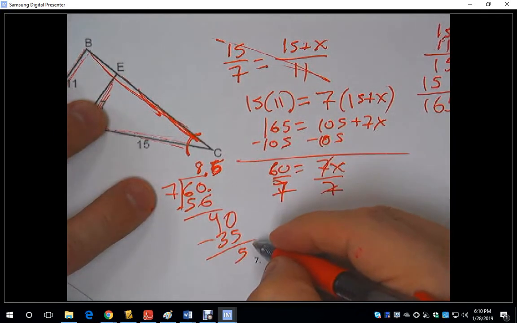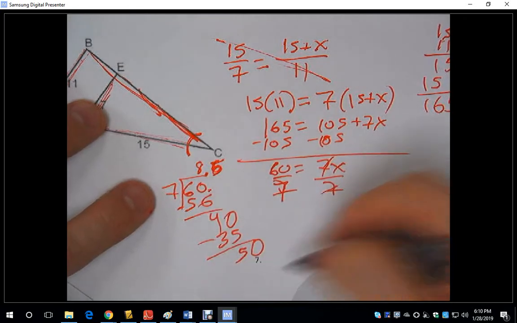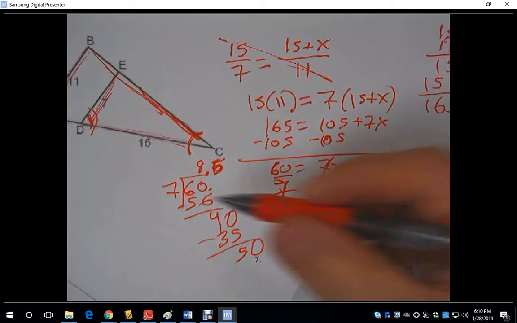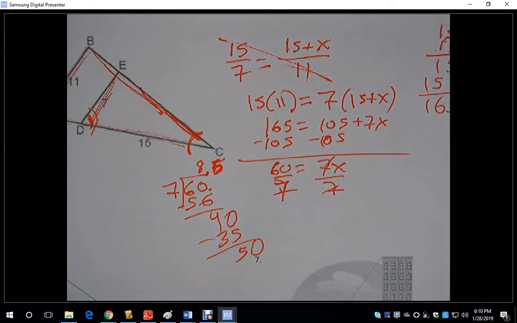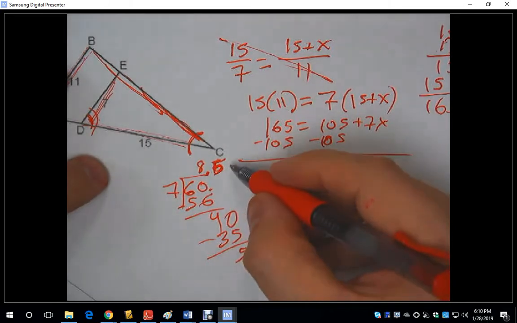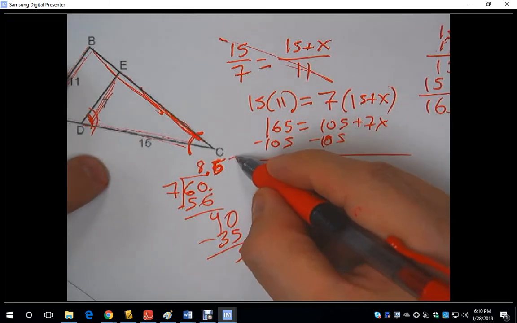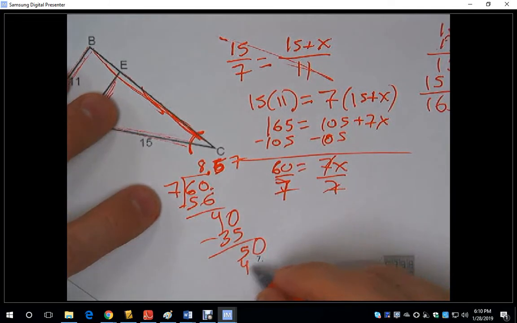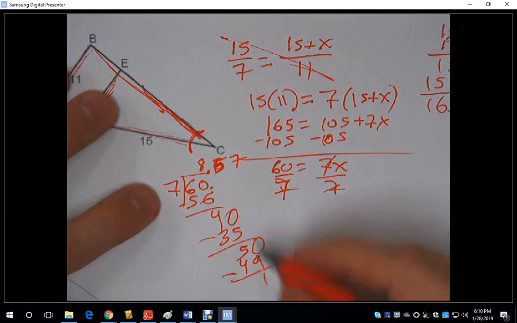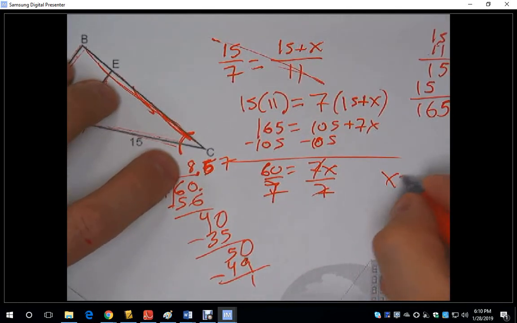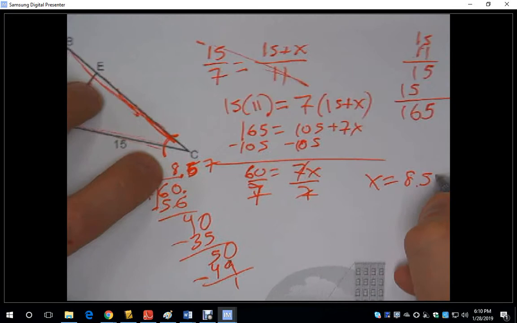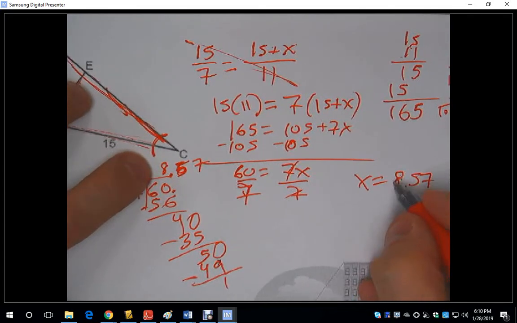Bring down the 0. And 7 goes into 50. It looks like it's deteriorating, so we'll just do one more. 7 goes into 50 7 times, because 7 times 7 is 49. And that gives us 1. So there you go. We're getting that x equals 8.57 units.